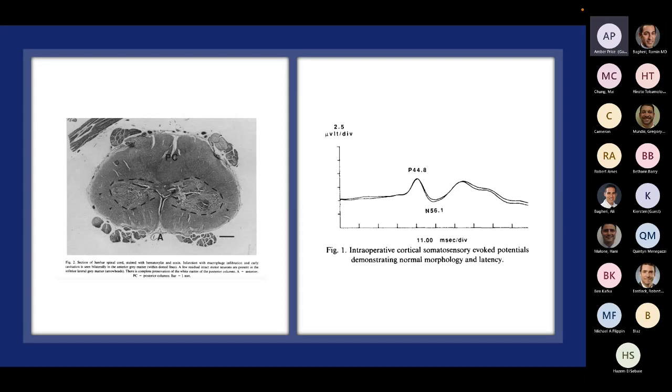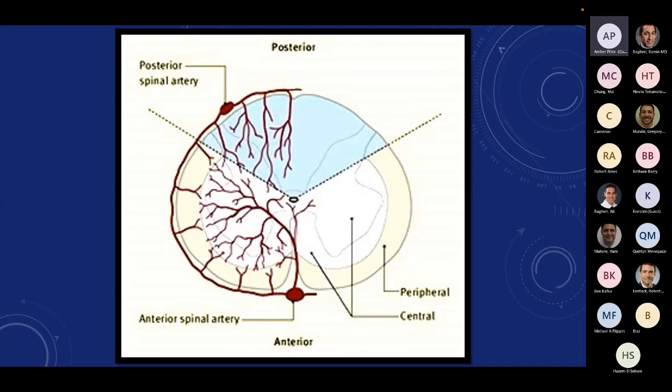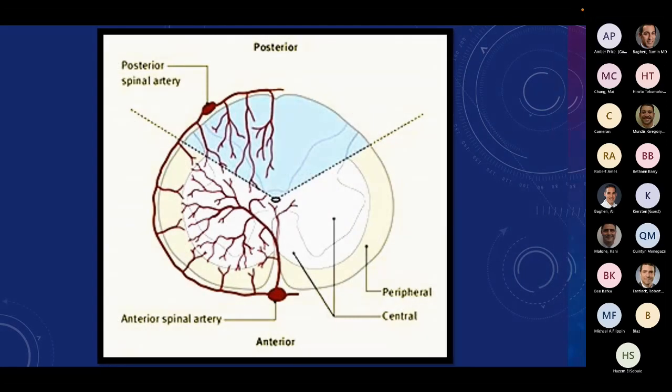And this is a section of her intraoperative neuromonitoring, which demonstrated normal SSEPs, including both morphology and latency. So it's something to keep in mind when you're using those. And this is just an example of the differential of the two arterial distributions of the spinal cord.